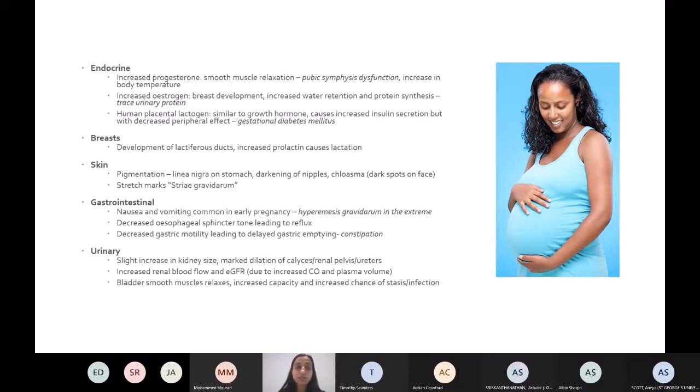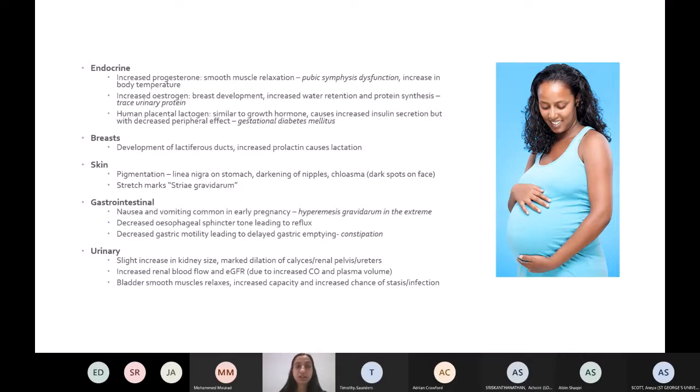Estrogen helps with breast development, but can also cause water retention and protein synthesis. And then there's a hormone which is produced by the placenta, which is human placental lactogen, which is like a growth hormone, but essentially causes a decrease in maternal insulin sensitivity, and therefore increases blood glucose levels, which can cause gestational diabetes. Your breasts develop lactiferous ducts because you're getting ready to breastfeed at the end of pregnancy, and that is led by prolactin, which can cause lactation. And then because of the hormones that you have an increase in during pregnancy, you can get increased pigmentation as well.